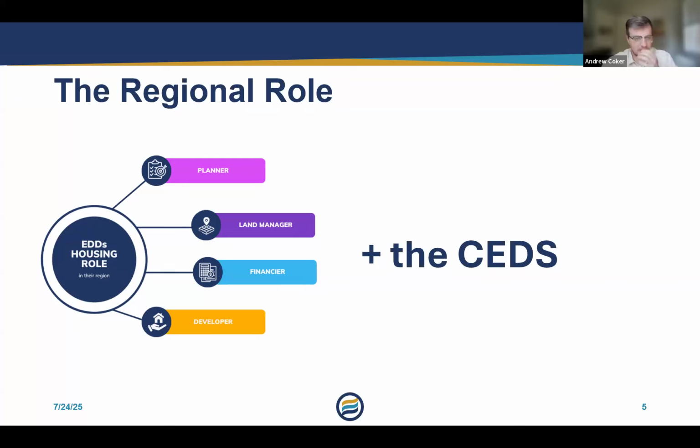And in all of this past research I've done, a central question has come up: how does the CEDS fit into this? The CEDS is the most universal thing for EDDs. Everyone does one, and housing is becoming a universal issue for everyone. So how are regional organizations reacting to this pressure from their communities saying, hey, this is an issue for us, we need to reflect this in our economic development strategies because it is a central aspect to economic growth and success?